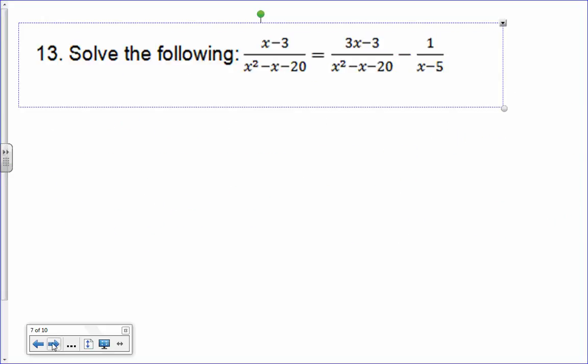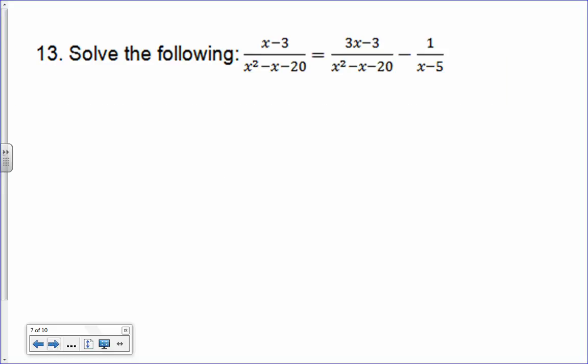Let's move to 13. We're going to solve. And again, just like earlier, we just want to make the bottoms all alike and then get rid of the bottom. Good thing about this, though, is that this bottom and this bottom are already the same. So really, this is the only one we're having to change. And I'm almost willing to bet that one of the factors of x squared minus x minus 20 is x minus 5.